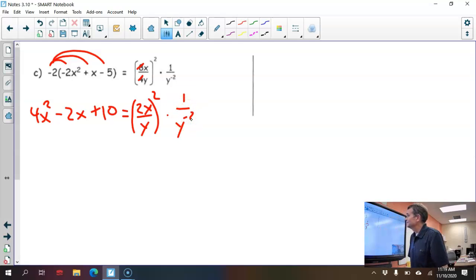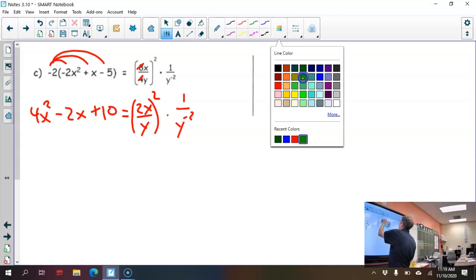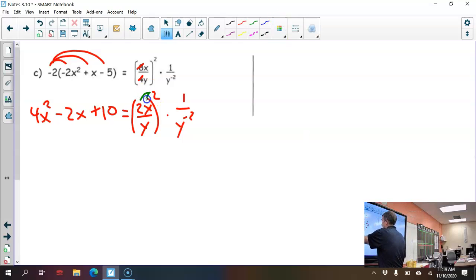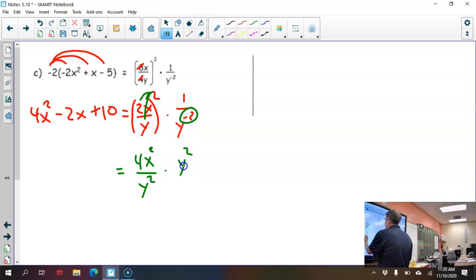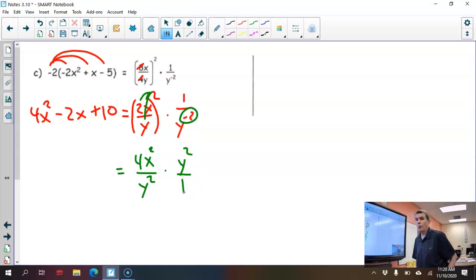And then I would probably apply the exponent to each thing in the parentheses. And if I apply that exponent to each thing, I get 4x squared over y squared, right? Apply that to each thing. And I'd probably take this and flip it, because a negative exponent means to flip it. So that would actually be y squared over 1, or just y squared.